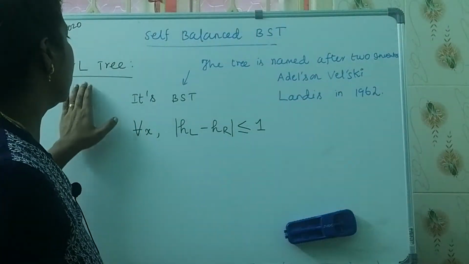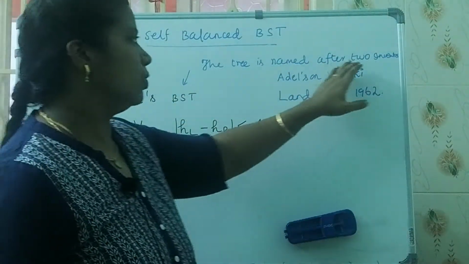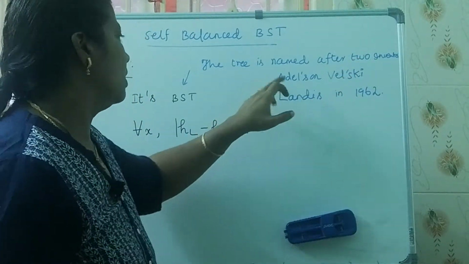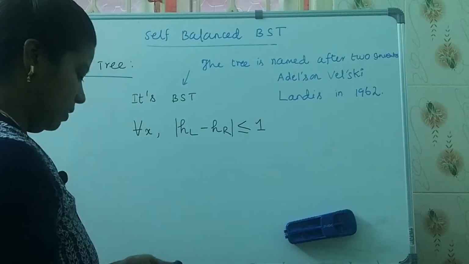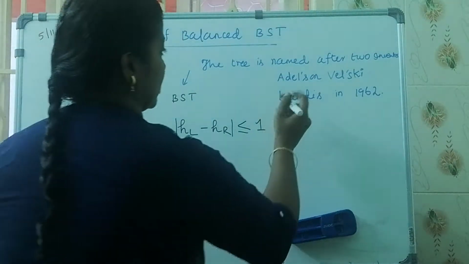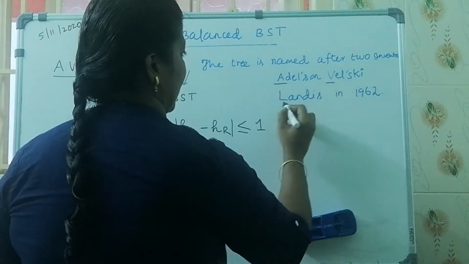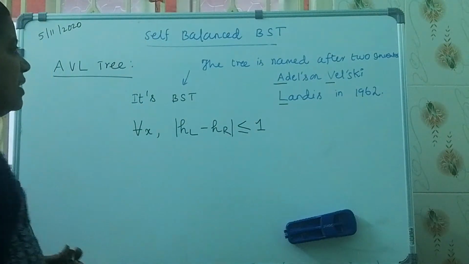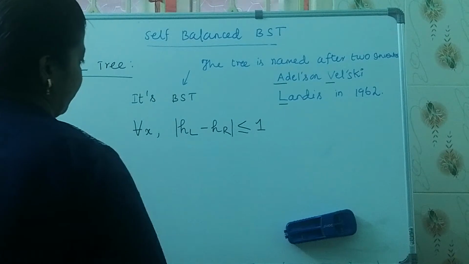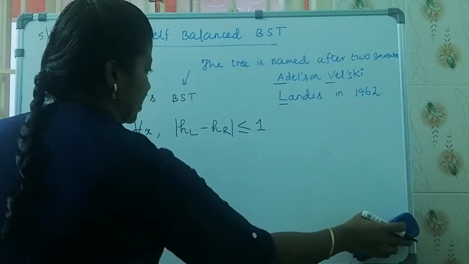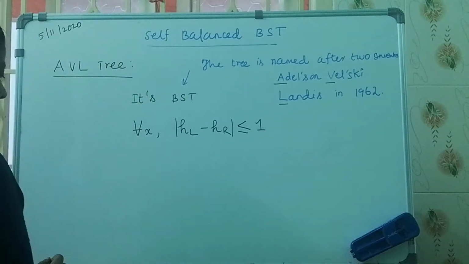This tree is named after the two inventors, Adelson-Velsky and Landis, and it was proposed in 1962. So the tree is named the AVL tree. Now, according to this definition, let us see which is an AVL tree and which is not an AVL tree.